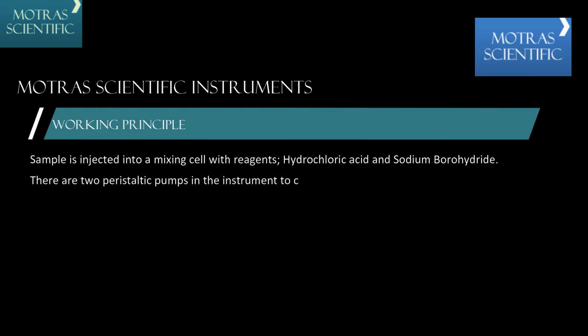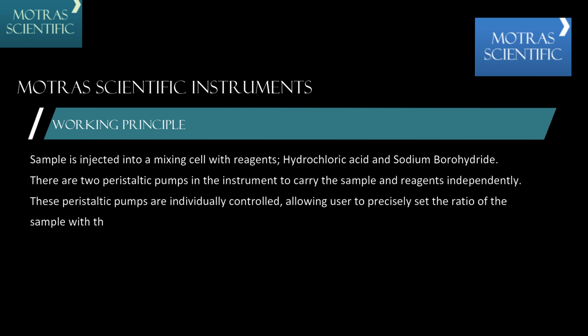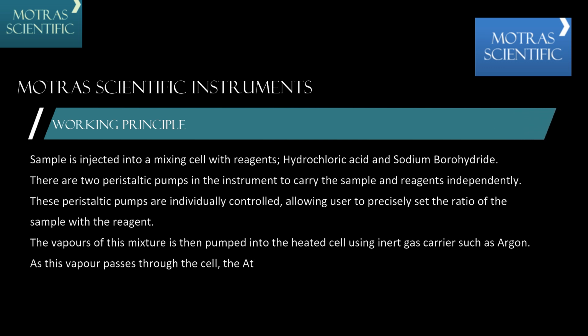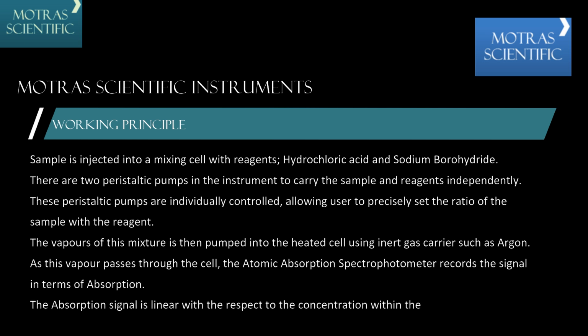The Hydride Generator works on the following principle. Sample is injected into a mixing cell with reagents, hydrochloric acid and sodium borohydride. There are two peristaltic pumps in the instrument to carry the sample and reagents independently. The peristaltic pumps are individually controlled, allowing the user to precisely set the ratio of the sample with the reagent.